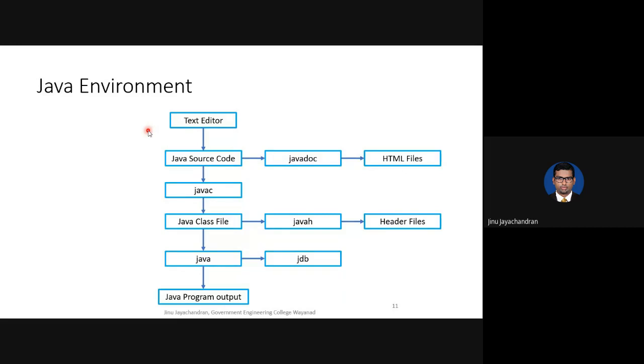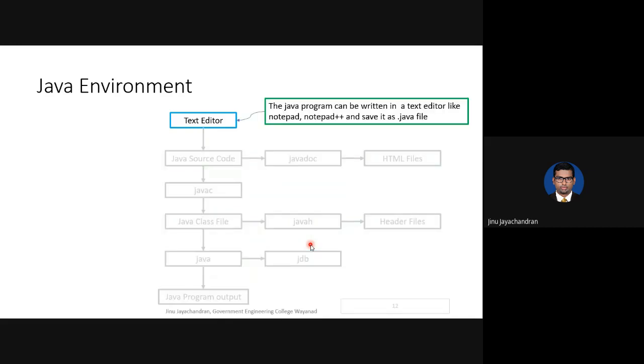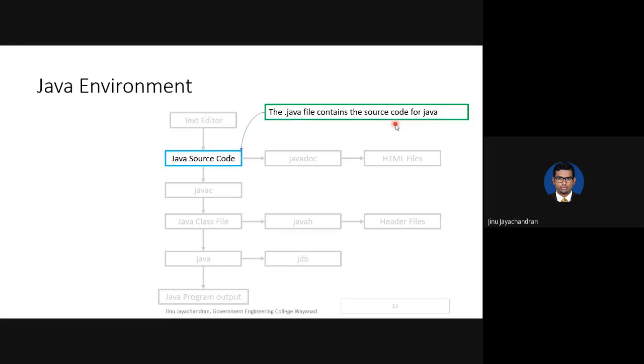Now coming to the main parts. How will you generate an output? What are the steps in giving an output to Java code? First, you have a text editor in which you will write the code, for example, Notepad, Notepad++, etc. And save it as a .java file. So the extension of a Java code is .java. That is your Java source code.